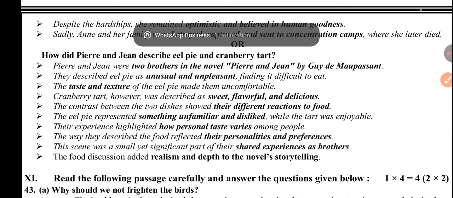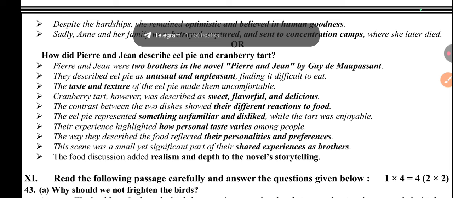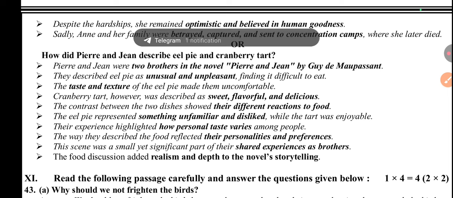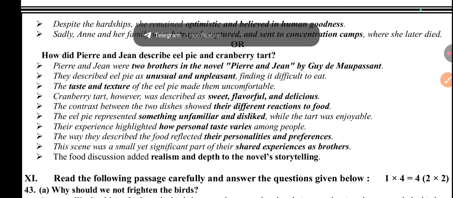Cranberry tart, however, was described as sweet, flavorful, and delicious. The contrast between the two dishes showed their different reactions to food. The ELP represented something unfamiliar and disliked, while the tart was enjoyable. Their experience highlighted how personal taste varies among people. The way they described the food reflected their personalities and preferences. This scene was a small yet significant part of their shared experiences as brothers. The food discussion added realism and depth to the novel's storytelling.